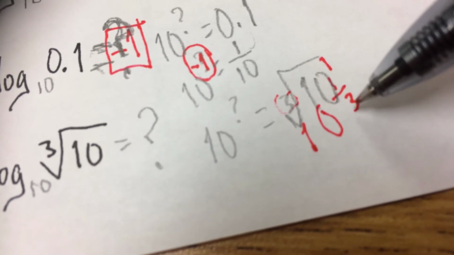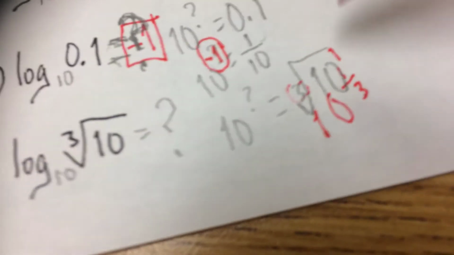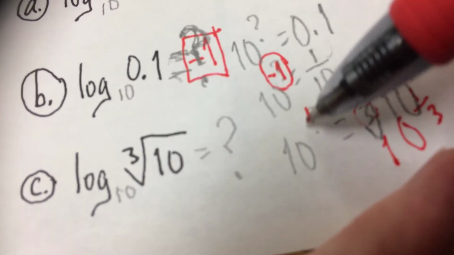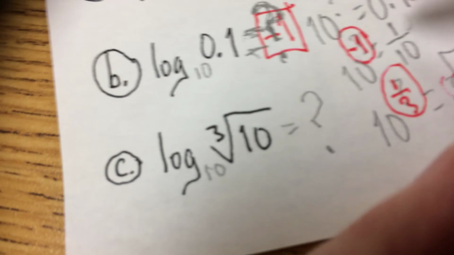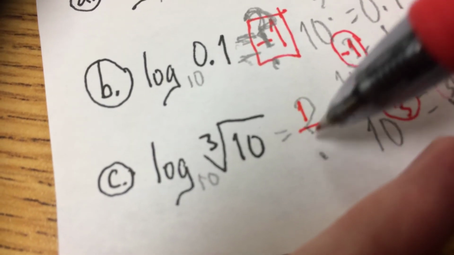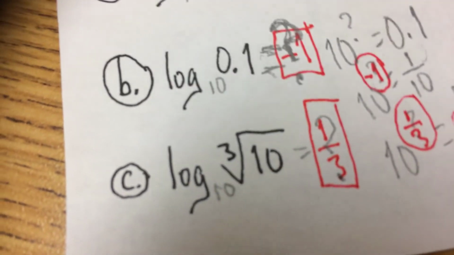That 3 in here goes into the denominator. So it's saying 10 to what power is 10 to the 1/3? And it would have to be 10 to the 1/3 power equals 10 to the 1/3. So then the answer to this log would be 1/3. Hopefully this helps with your logarithm problem.